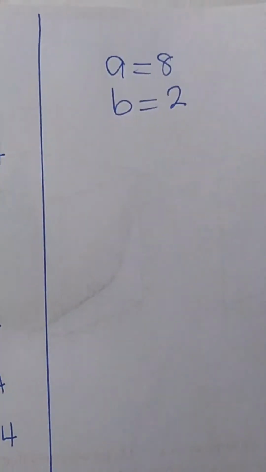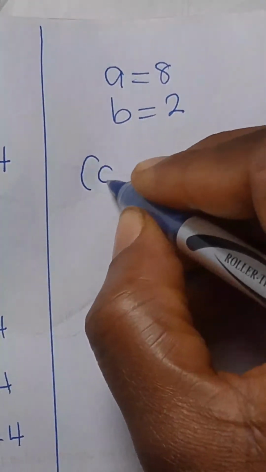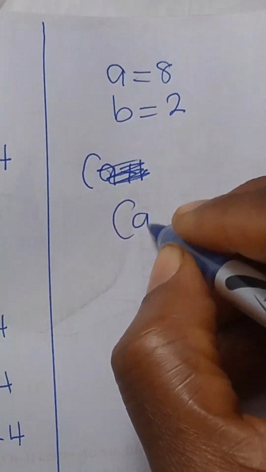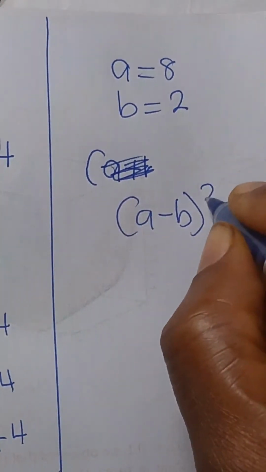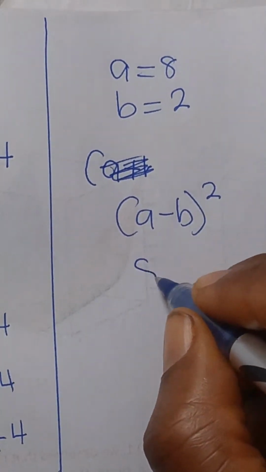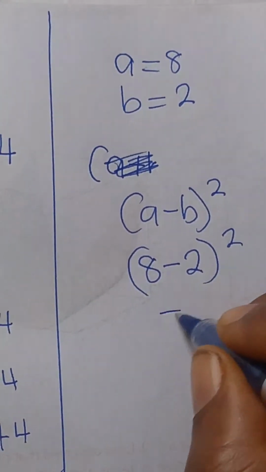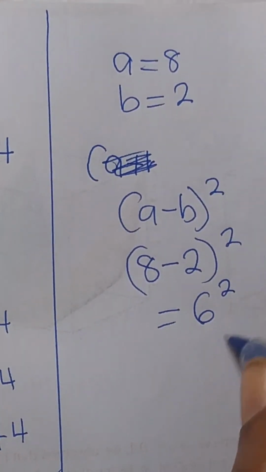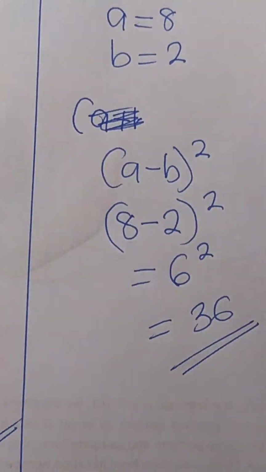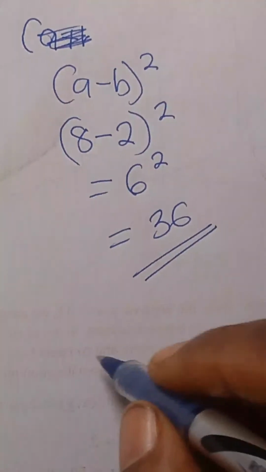So the question we are asked is to find (a minus b) all squared. And we know our a is 8 and our b is 2. So that is (8 minus 2) all squared, and that is 6 square. And this is 36. So the answer is 36. That is how easy it is. All right, so let me solve another simple one.